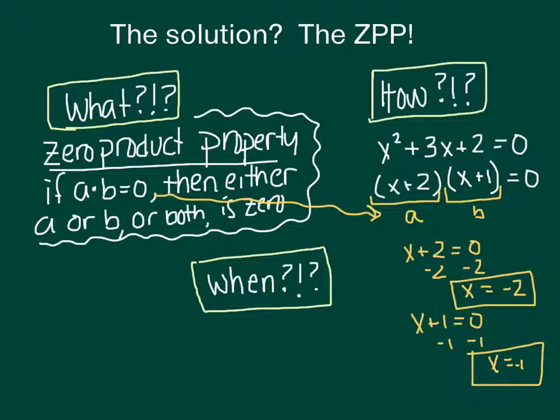Now let's address when we use this. Well, we can use this whenever we have a factorable quadratic expression and when that expression is set equal to 0. This is the most important part. If your expression does not equal 0, the zero product property does not apply. There's no such thing as the one product property or the four product property or anything other than 0.